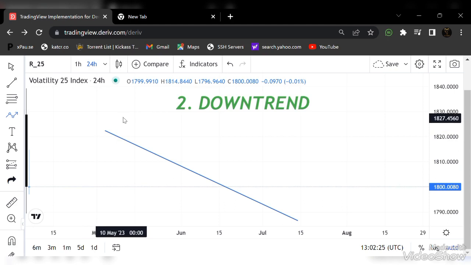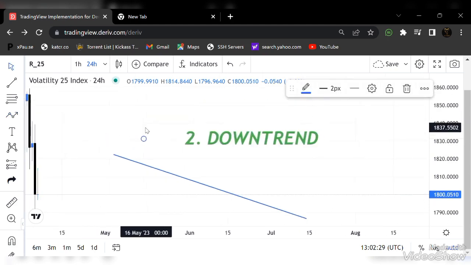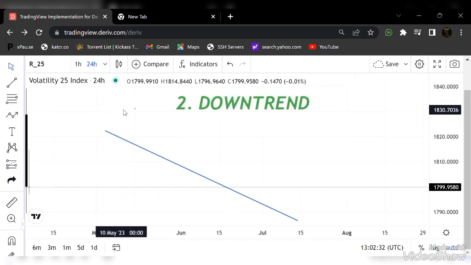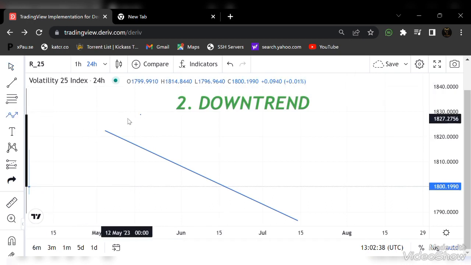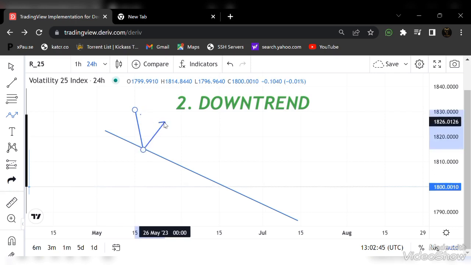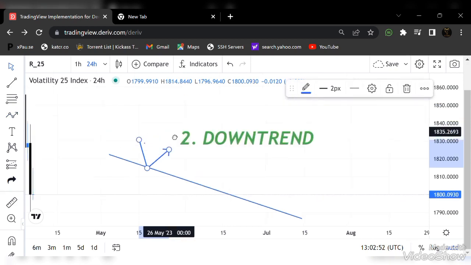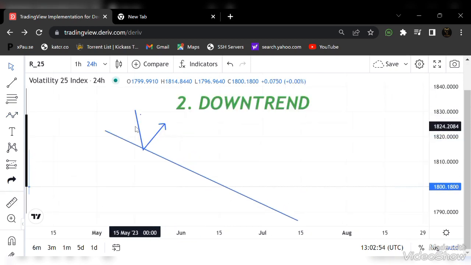So the market will be creating lower highs. So for us to identify if we are in a downtrend, the market will be creating lower highs and lower lows, and then failing to break the lower high. So the market will be moving like this right here.